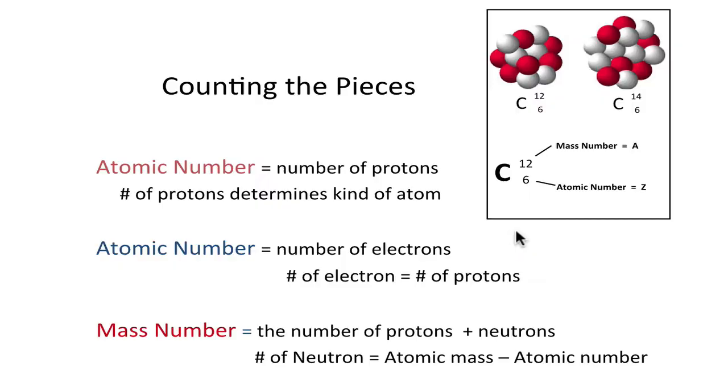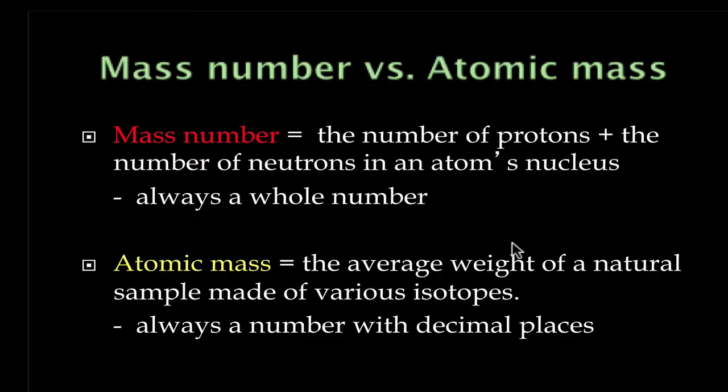Okay, let's move on here. Just a difference between mass number and atomic mass. Mass number is always a whole number. That gives you the number of protons plus number of neutrons. And then atomic mass is a weighted average mass of all the various isotopes. So we're going to go over isotopes more, but basically an isotope is just another version of the same element. Usually it's going to differ in the number of neutrons, so it's going to have a different mass.